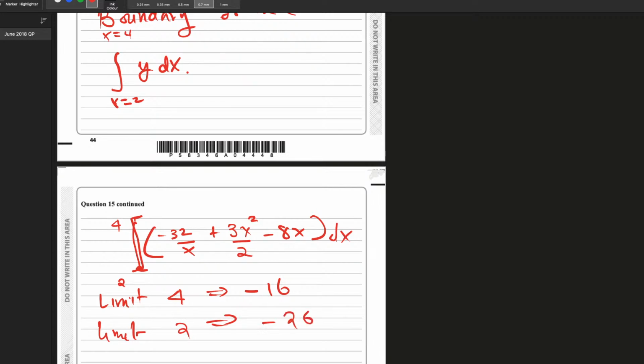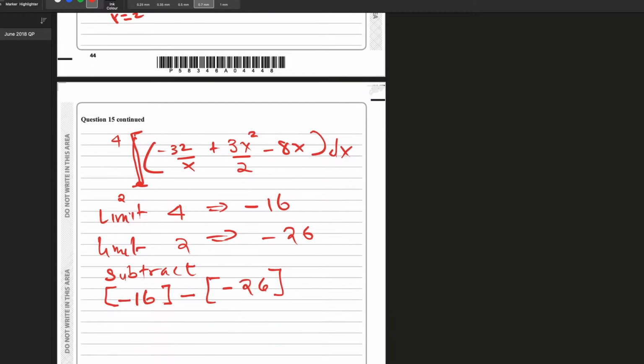So when we subtract, it's going to be minus 16 minus minus 26. Now we'll do that. We are going to get minus 16 plus 26, which is equal to 10. So this is what we get.